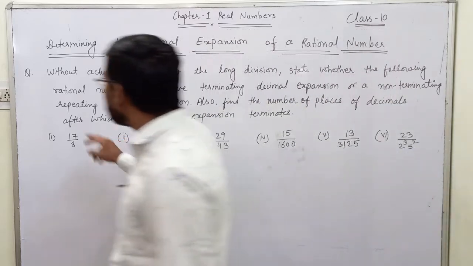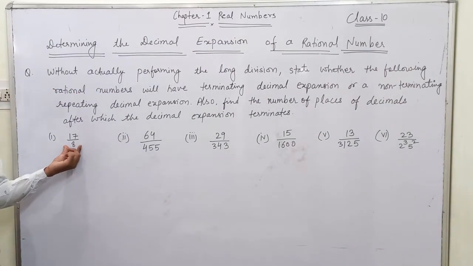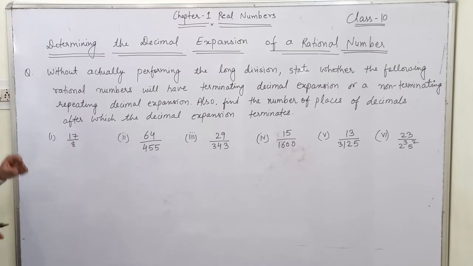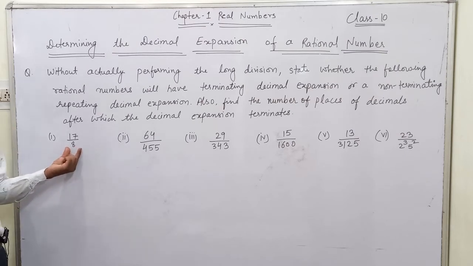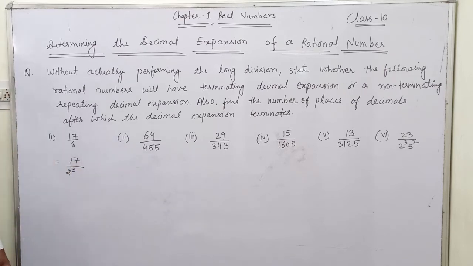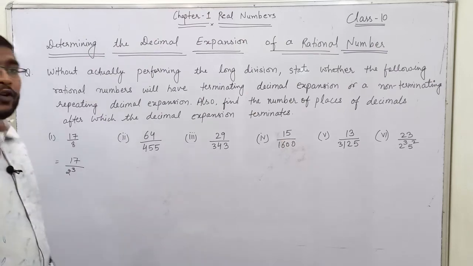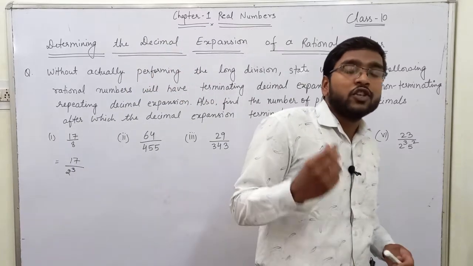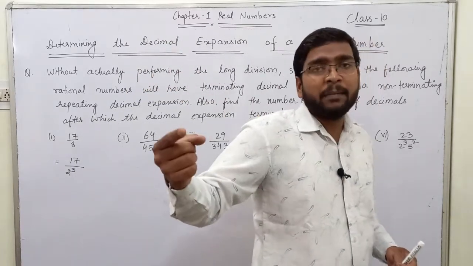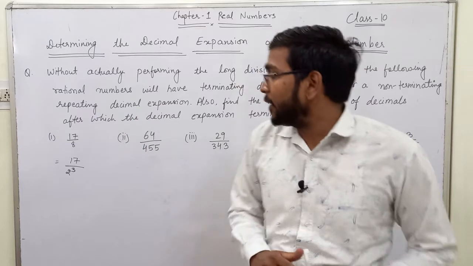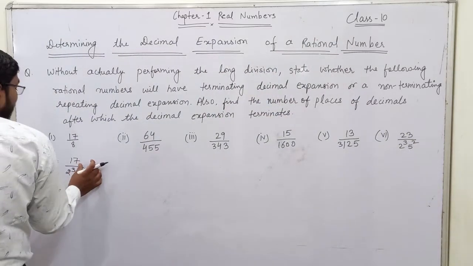In the first question, if you look, both numerator and denominator are co-prime. First you need to check that. In the second step, you need to look at the prime factorization of its denominator. The prime factorization of its denominator will be 2 power 3, and it is of the form 2 power m. The prime factorization of the denominator should be 2 power m or 5 power m or both, 2 power m into 5 power something, for its decimal expansion to terminate. So the decimal expansion will obviously terminate.